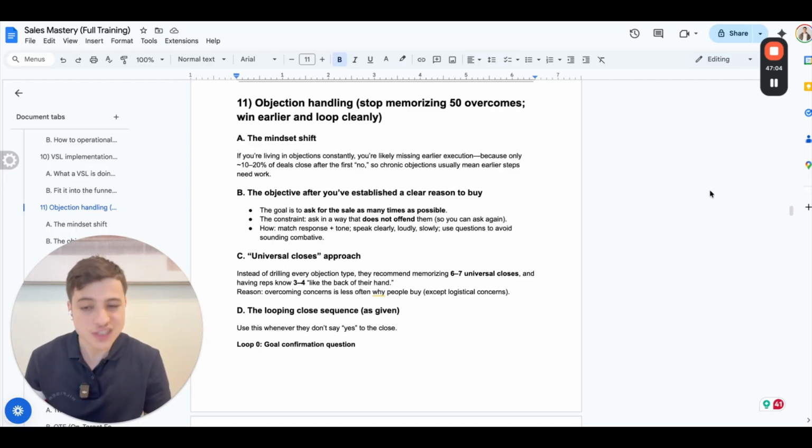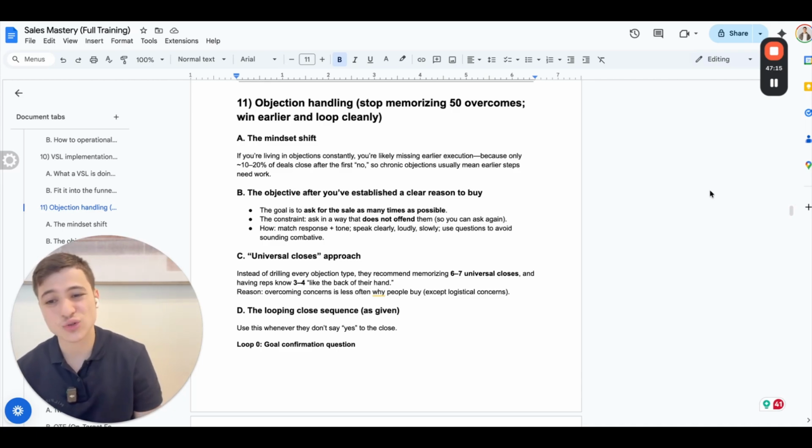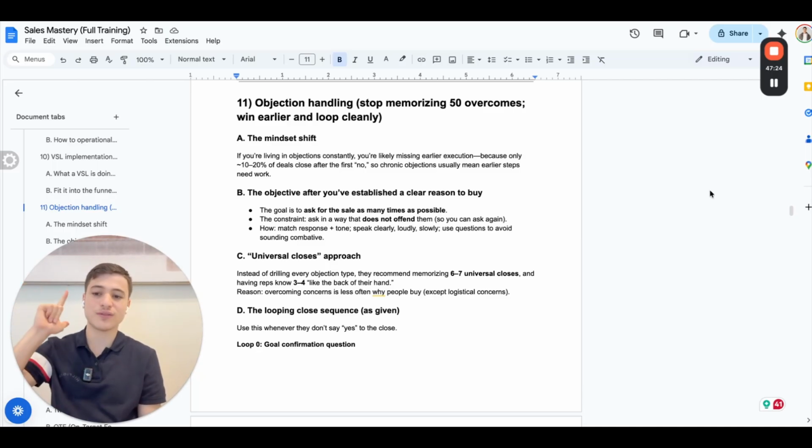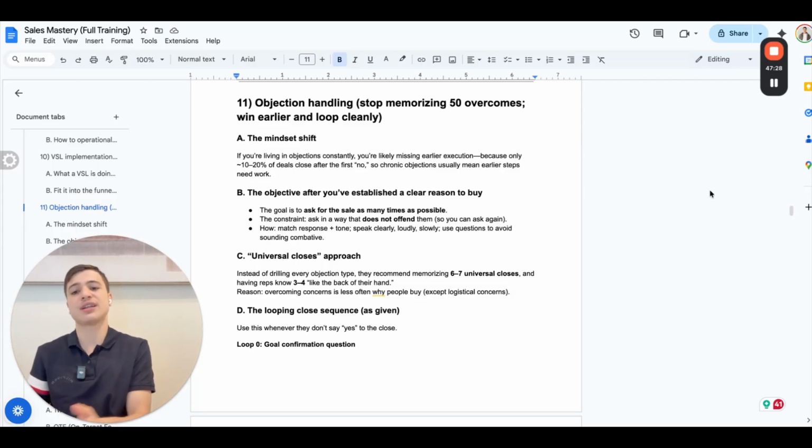Okay? So the first thing that you need to do for this is to have the mindset shift, which is: if you are living in objections constantly, you are likely missing earlier execution, because only 10 to 20% of deals close after the first no. So chronic objections usually mean earlier steps need work. You need to have simpler language. You need to have a VSL. You need to educate people more. People need to trust you more, so therefore they'll have fewer objections.